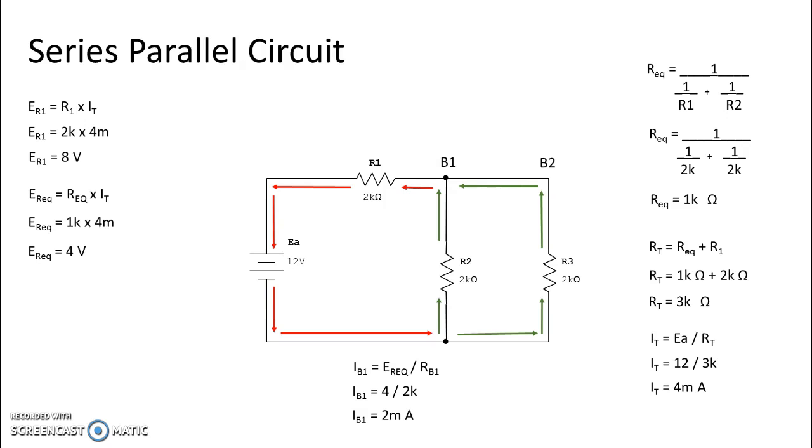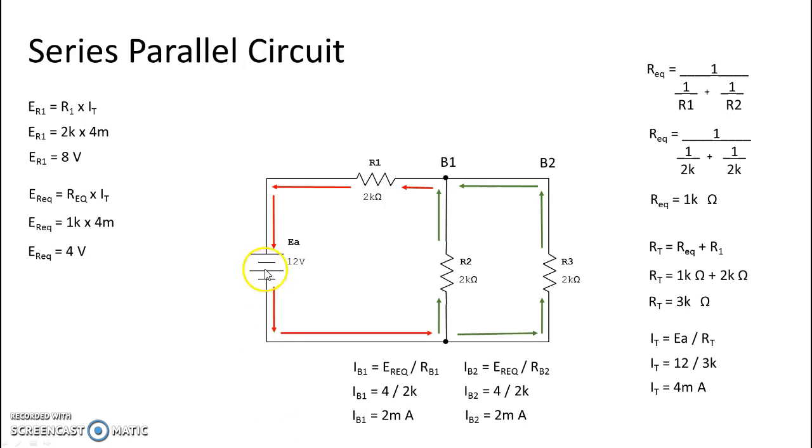Now we're going to do the same for branch 2. And no surprise, since we've got exactly the same ohmic value, we get exactly the same current. Now we know that current is divided in parallel, so it's not much of a surprise that I have 2 milliamps and they add up to 4 milliamps because that is total current.